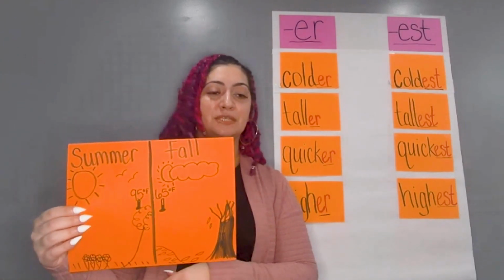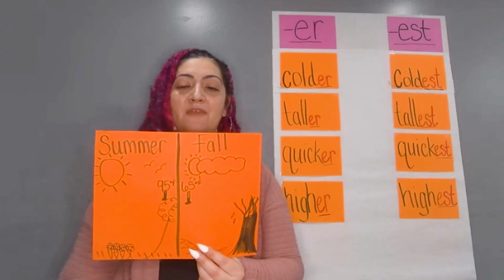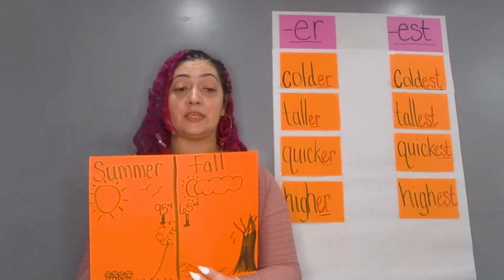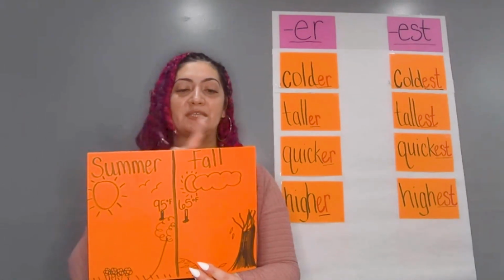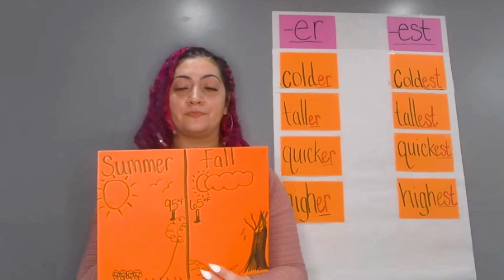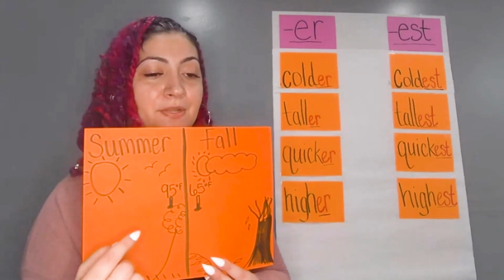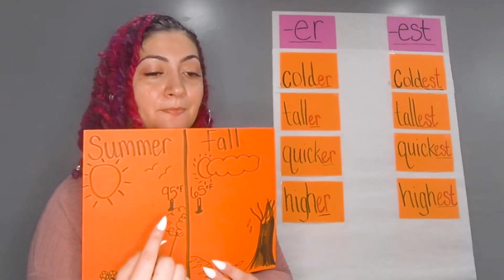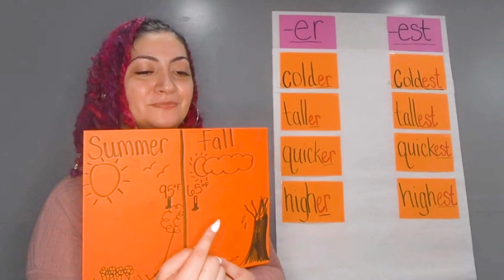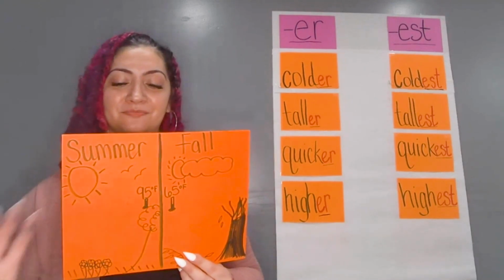I have 2 seasons here. One is summer and one is fall. If I wanted to compare these 2 things, I'm going to use the suffix er. Which one of these seasons do you think is colder? Here's a clue. Look at our little thermometer. The one with the lower temperature is the one that is colder. You're right. Fall is the colder season.